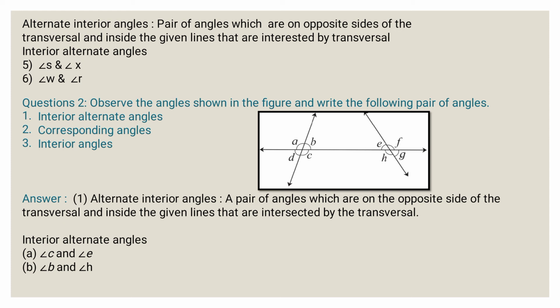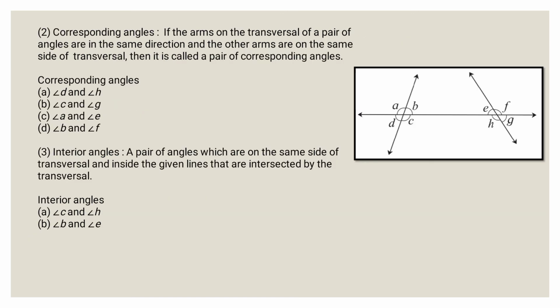The second question is: observe the angles shown in the figure and write the following pairs of angles. First is the interior alternate angles, second is corresponding angles, and third is interior angles. The solution. First, alternate interior angles: pairs of angles which are on the opposite sides of the transversal and inside the given lines that are intersected by the transversal. The interior alternate angles: first is angle C and angle E, second is angle B and angle H, shown in this figure.